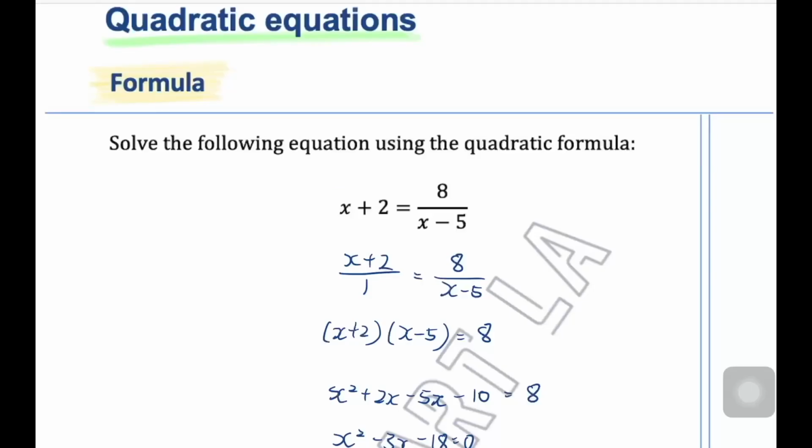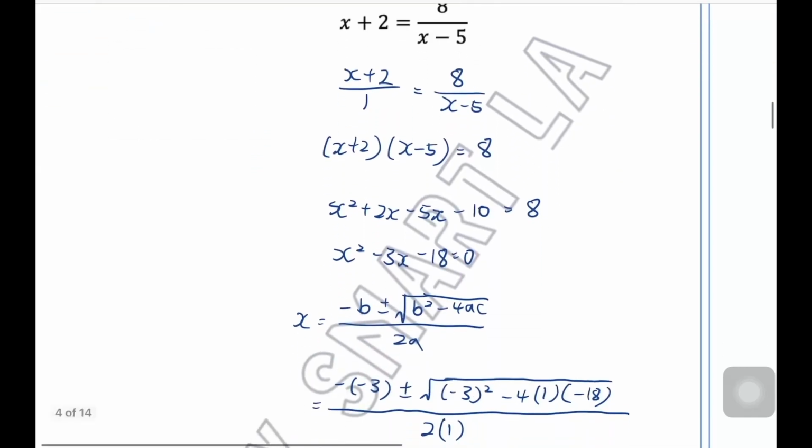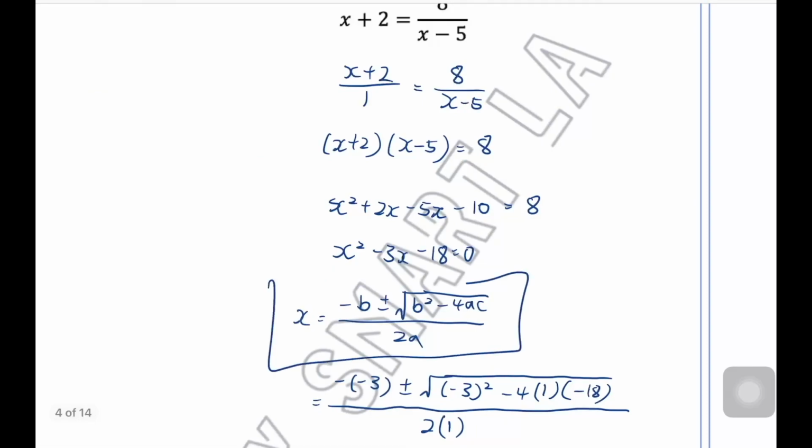Alright, so now that you have tried this question on your own, let us go through. For this question, they want you to solve the quadratic equation using your quadratic formula. So what is the quadratic formula? This is briefly how the quadratic formula looks like. And in the previous video, I did show you this formula.